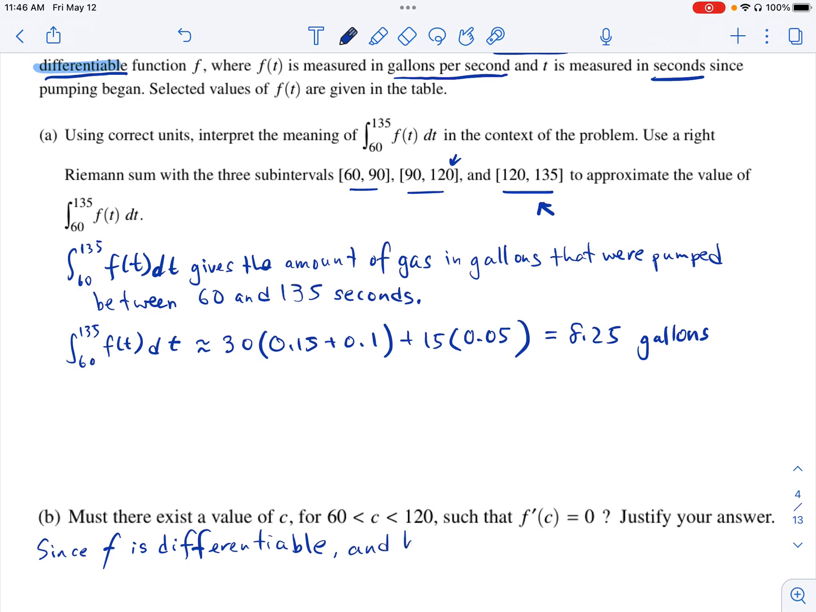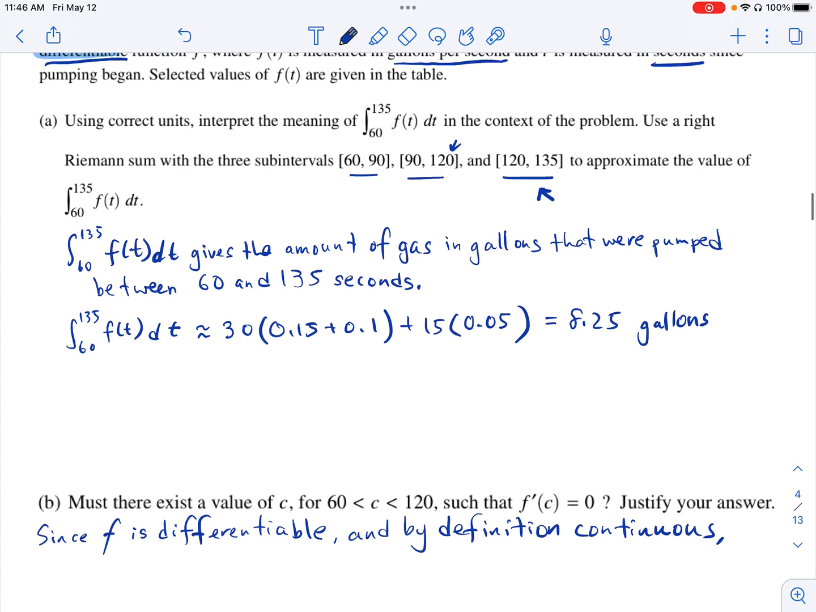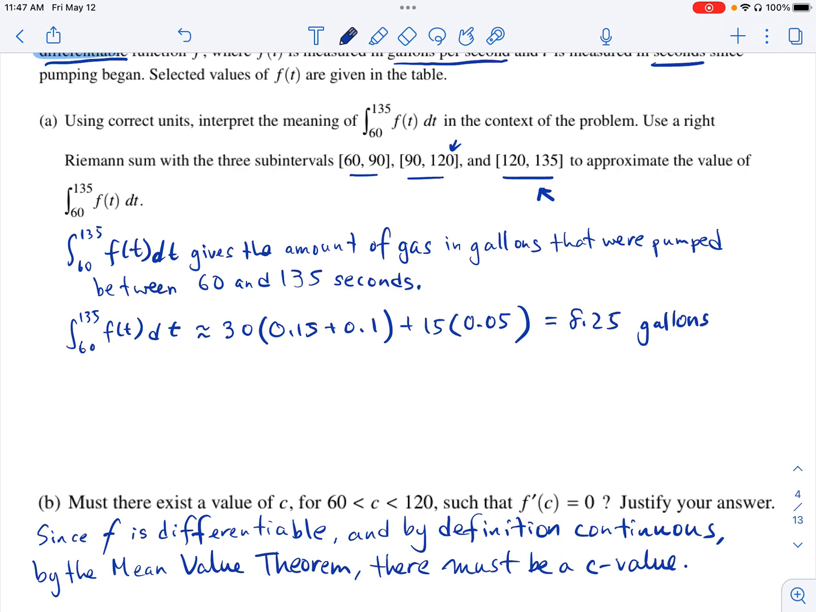and by definition continuous, by the mean value theorem, also known as MVT, but if you're writing this on a test, you should write out the full theorem name. There must be a c value. And remember what the mean value theorem says, right?